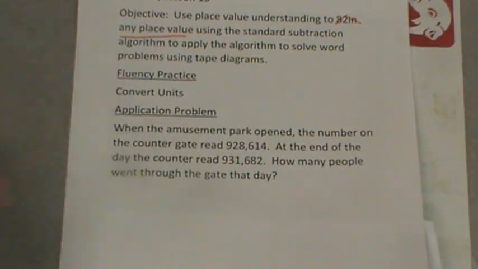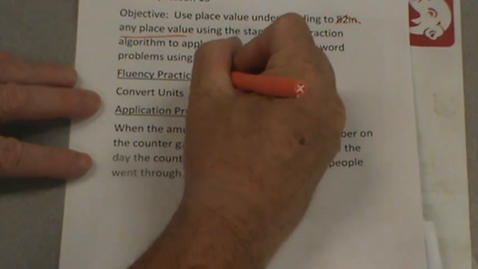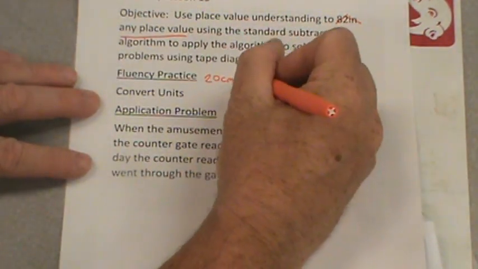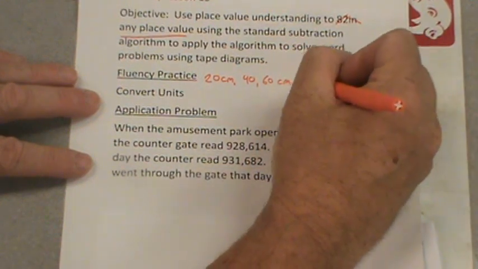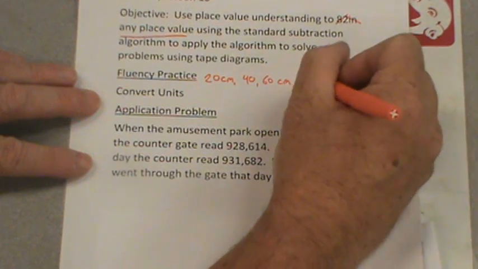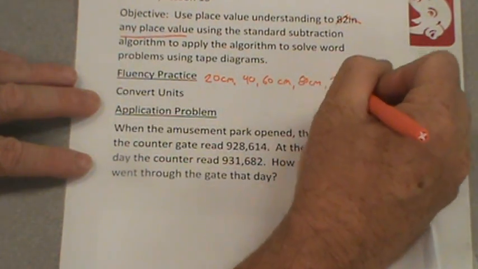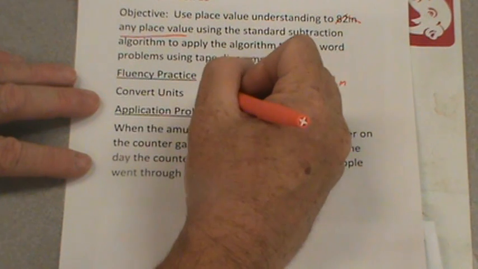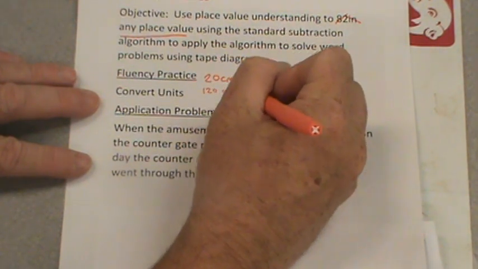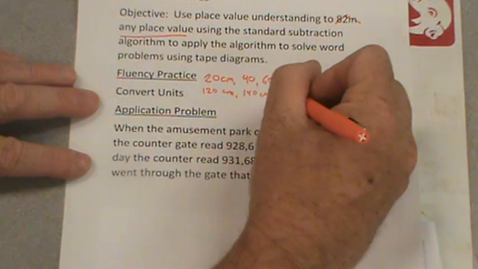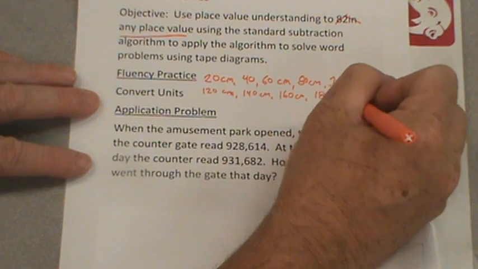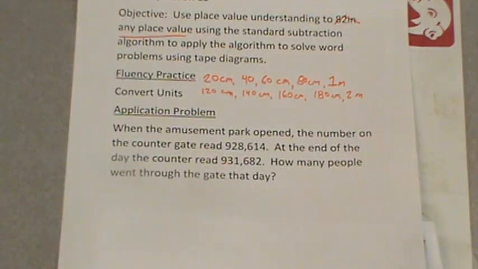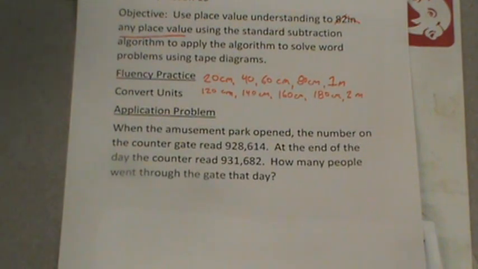We're going to count by 20 centimeters. So we'll say 20 centimeters, 40 centimeters, 60 centimeters, 80 centimeters, and then we get to 1 meter, 100 centimeters. Then we can go to 120 centimeters, 140 centimeters, 160 centimeters, 180 centimeters, 2 meters. So 100 centimeters are in 1 meter. That's what we're trying to clarify here, to get into your head.